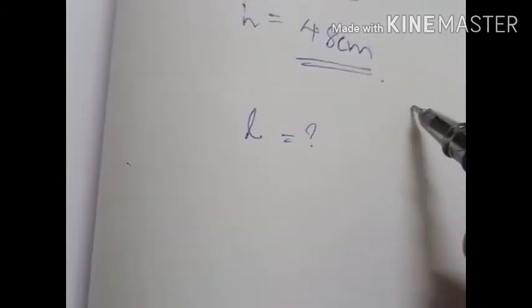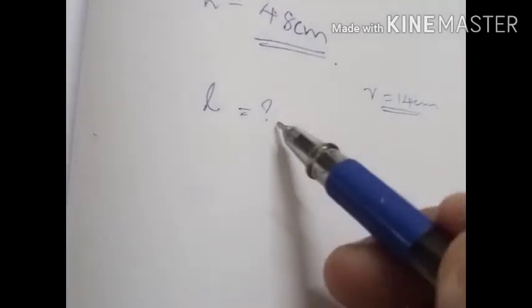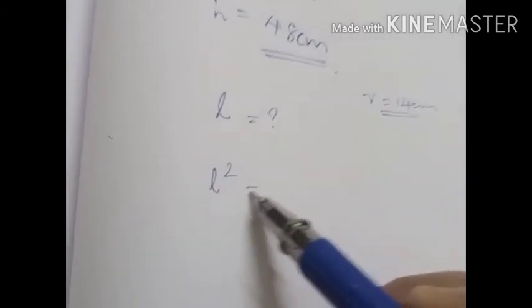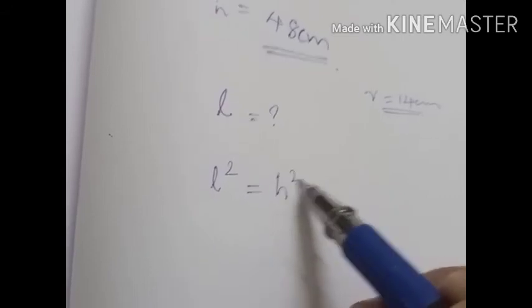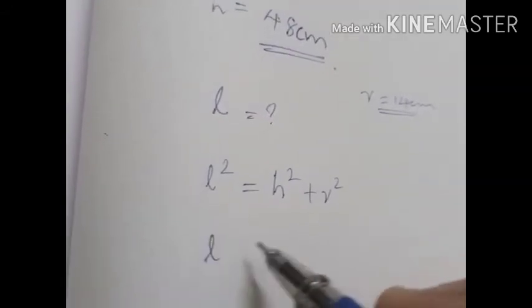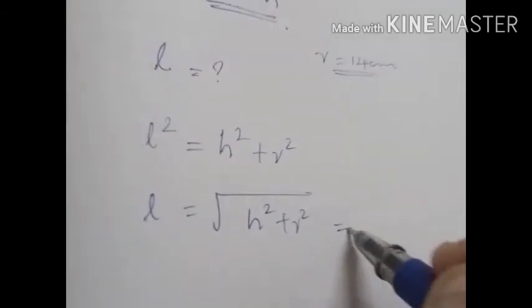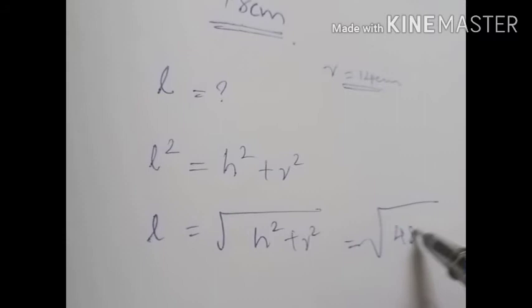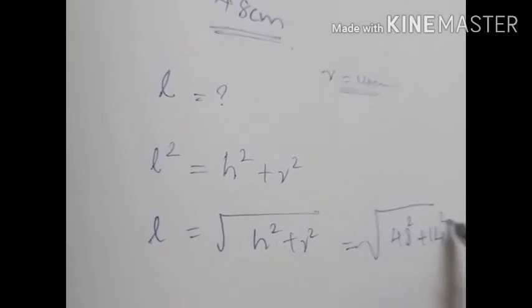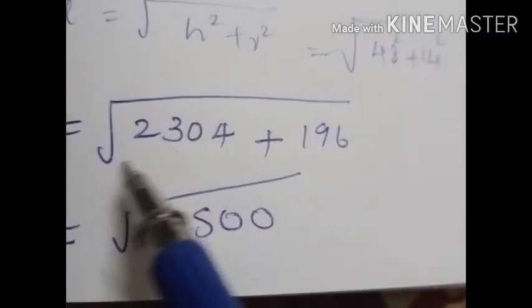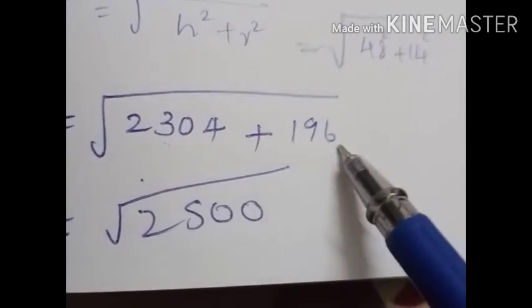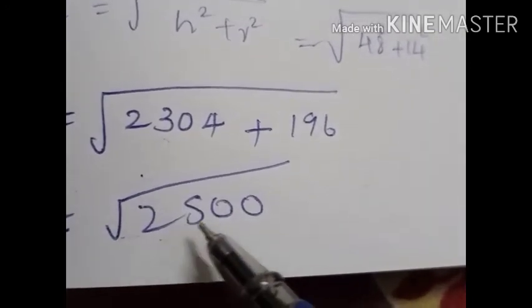We have to find slant height L. Okay. So here H we got as 48. R is given as 14 centimeter. So we can write the relation between L, H and R. L square equals H square plus R square. So L equals root of H square plus R square. That is equal to root of 48 square plus 14 square. That is equal to 2304 plus 196, equals root of 2500.